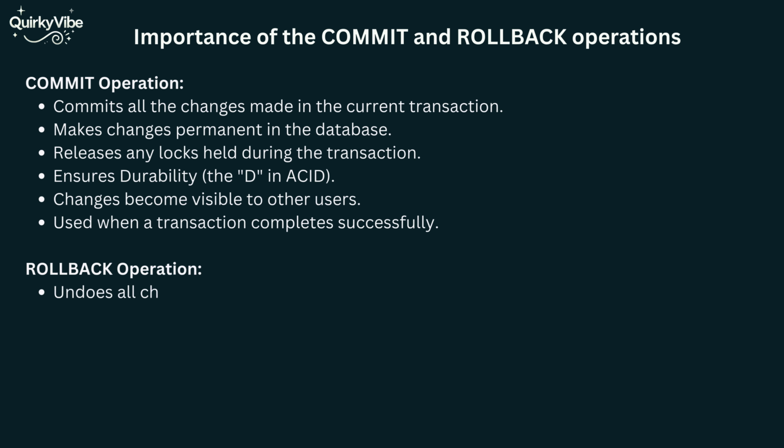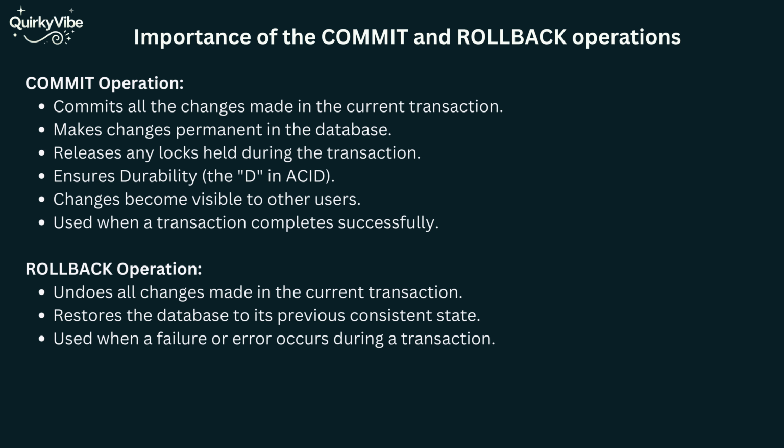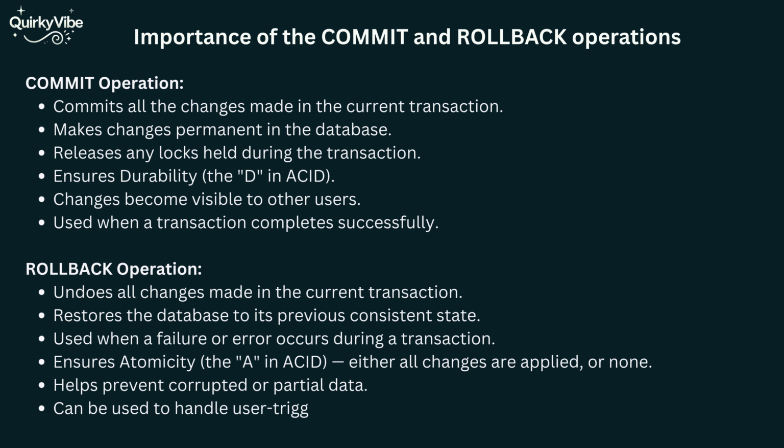Rollback operation undoes all changes made in the current transaction. Restores the database to its previous consistent state. Used when a failure or error occurs during a transaction. Ensures atomicity, the A in ACID. Either all changes are applied or none. Helps prevent corrupted or partial data. Can be used to handle user-triggered cancellations or system errors.